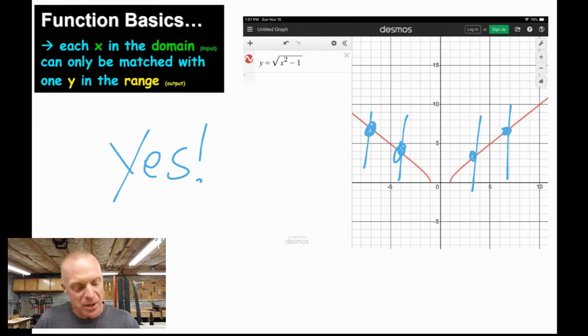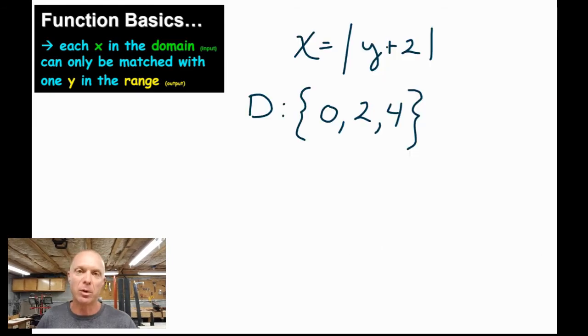Now, sometimes an equation can't be graphed using Desmos because maybe the equation is just different. Like this one, x equals the absolute value of y plus 2 with a domain of 0, 2, and 4. Now, before you get worked up about the domain, I just made that up. I'm creating this example. So why is the domain 0, 2, and 4? Just because I want it to be. So that what we can do is we can find the range.